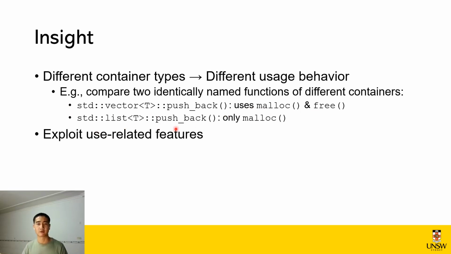But for push_back of list, it simply allocates a new node and appends it to the end of the list. So it only uses malloc. So we can exploit those usage-related features to know what container type this is.